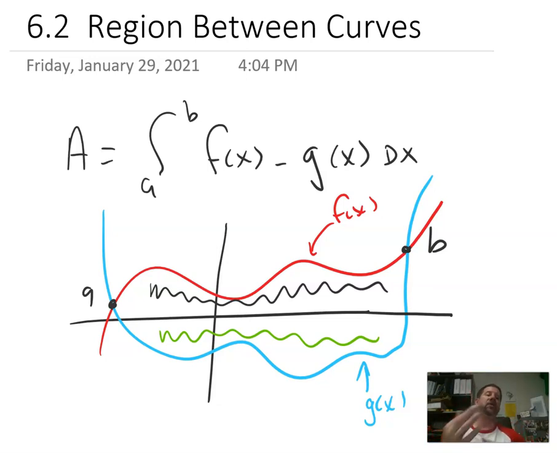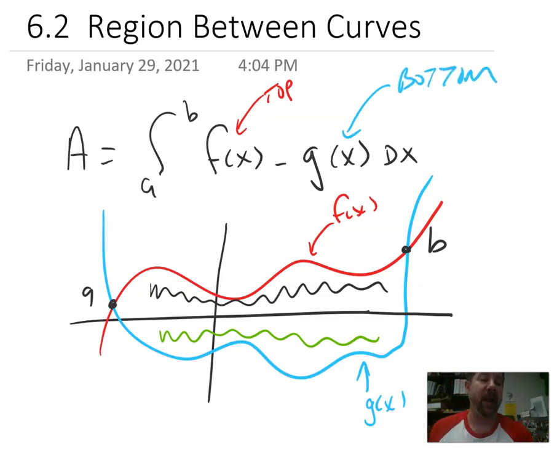And you can play around with all sorts of different pictures and different ways to set this up. But you just have to know that if you always do the top curve minus the bottom curve, that'll always give you the area between two curves. And so that's what you need to memorize and know. But here's just a picture to help us visualize what's happening.